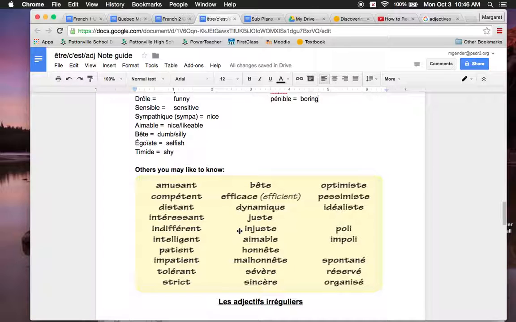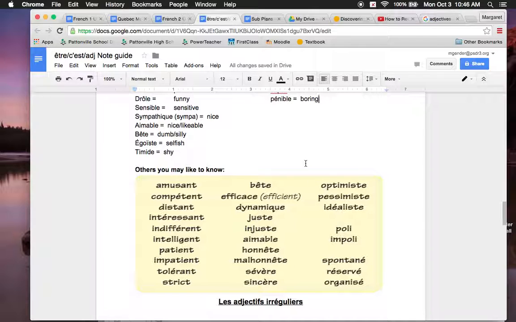We've already looked at juste, injuste, aimable. Honnête is a good one, honest, versus malhonnête. Dishonest. Sévère, severe or harsh. Sincère is sincere. Optimiste is the opposite of pessimiste, so optimistic and pessimistic. Idéaliste would be idealist or idealistic. Poli and impoli, we've looked at. Spontané would be spontaneous. Réservé would be reserved. And organisé is organized.